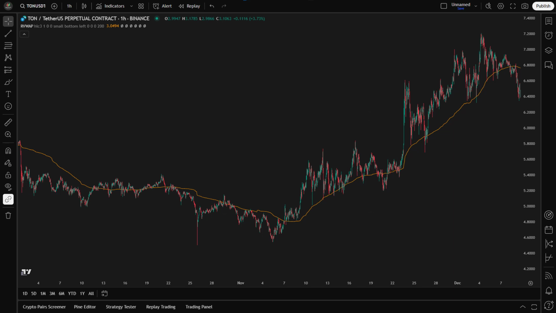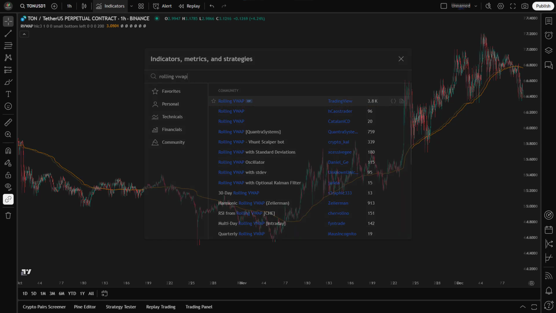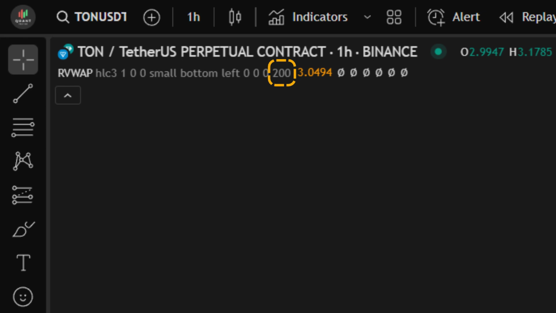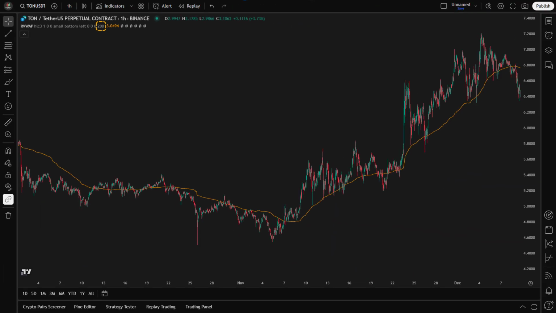In our strategy, we'll use a rolling VWAP, which means it updates continuously over a set window of time instead of resetting each day. This helps us better follow the market trend and ignore small, random price movements. We'll use a period of 200, so the rolling VWAP will be based on the most recent 200 data points. This gives us a more stable and reliable view of the market trend.